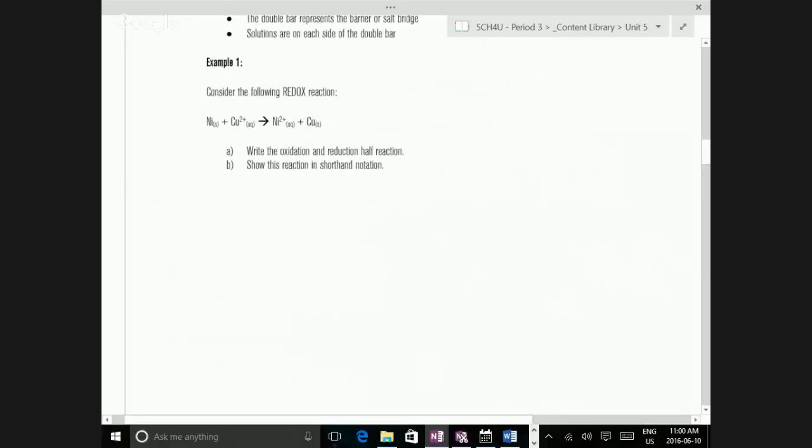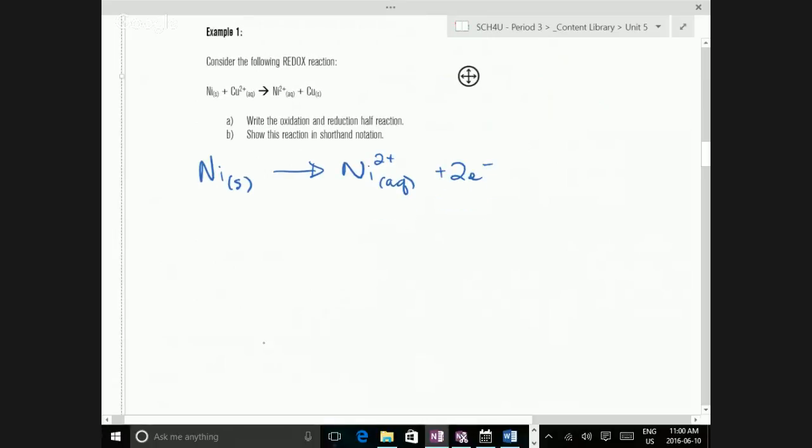That's right. Okay, so what are the two half reactions here? Solid nickel turns into nickel aqueous with a 2 plus charge and 2 electrons. Good. What's the second half reaction? Copper with the charge of 2 plus, and it's aqueous, plus 2 electrons, yields solid copper. Very good. He may have been talking, but he's clever enough to figure it out.